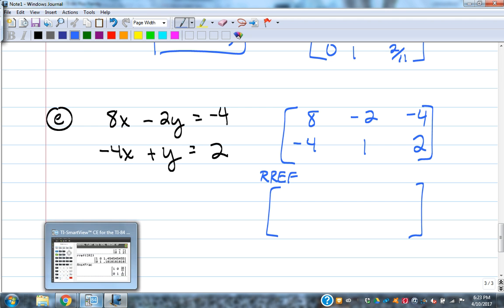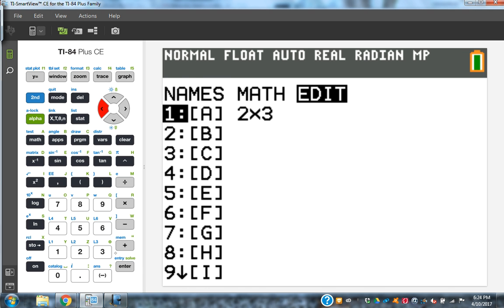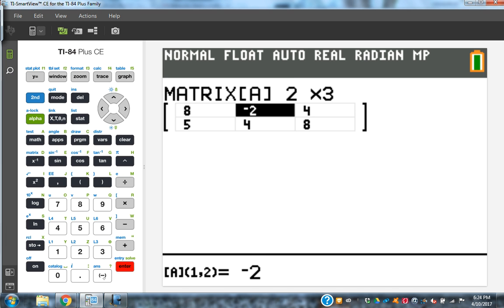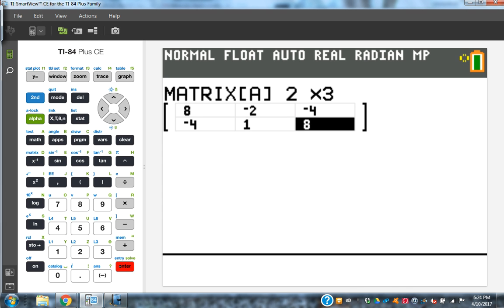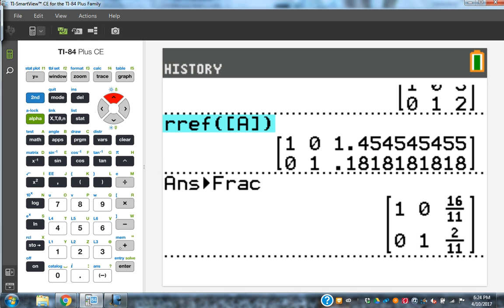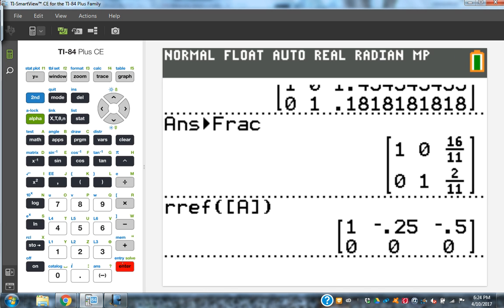And let's run RREF on that system. So second matrix. We'll edit matrix A again: 8, -2, -4, -4, 1, 2. And then I'm going to go grab RREF again, and then look at what it gets me.